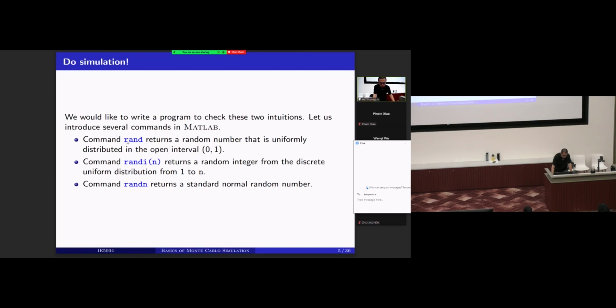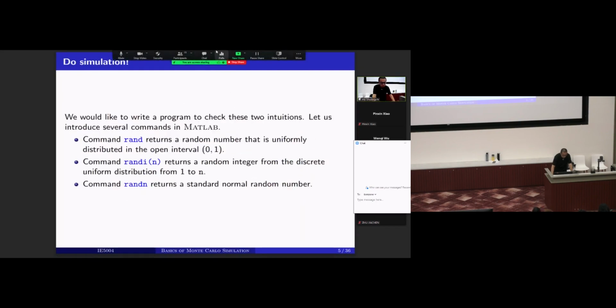In MATLAB, the command rand, R-A-N-D, will give you a random number that is uniformly distributed between 0 and 1. It's a standard uniform random number. And randi, R-A-N-D-I, this i is for integer. randi(n) will return a random integer from a discrete uniform distribution from 1 to n. So the probability that it's any integer from 1 up to n is 1 over n. And randn, this n is for normal, will return a standard normal random variable. Those three commands are mostly used in MATLAB when we do Monte Carlo simulation.